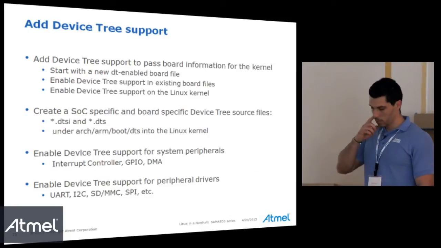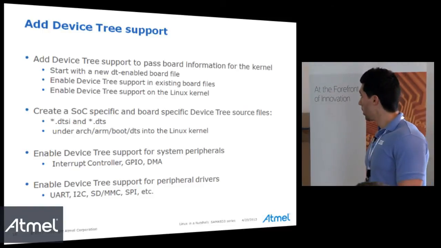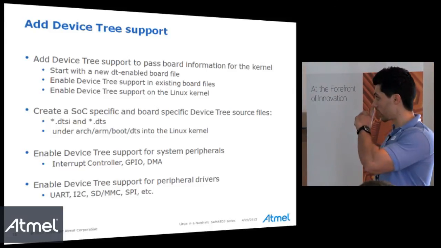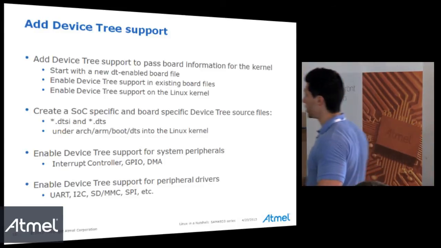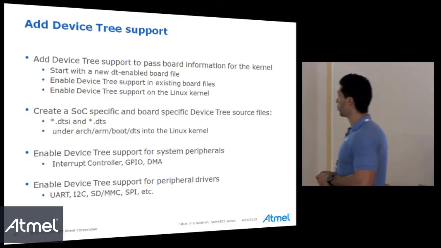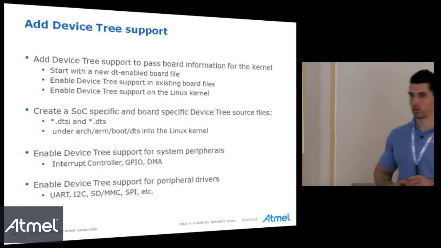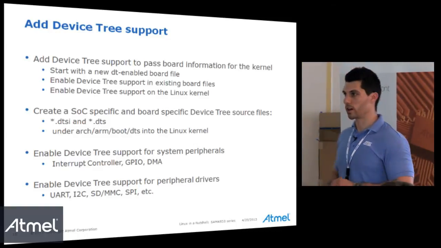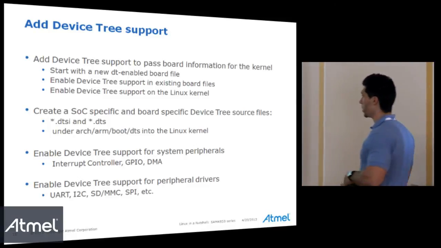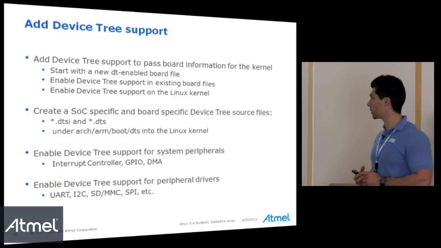So how to add the device tree to an existing Linux kernel? First, you have to pass the board information to the kernel. So basically, you have to start with a new DT-enabled board file. DT stands for device tree. I will detail in the next slide what the different files to create are. For the device tree, you have to enable the device tree support in the existing board files and also in the Linux kernel.